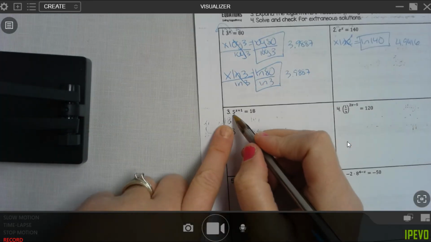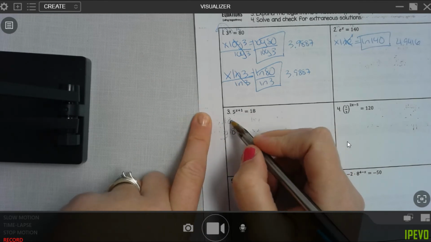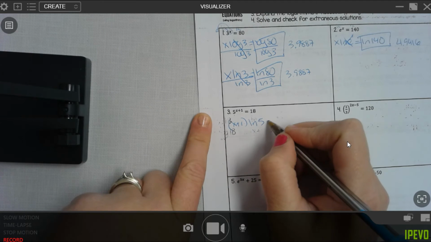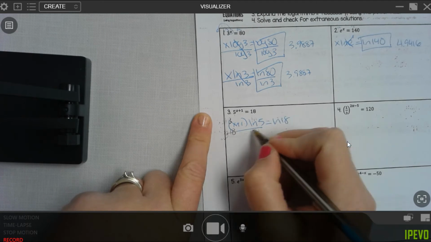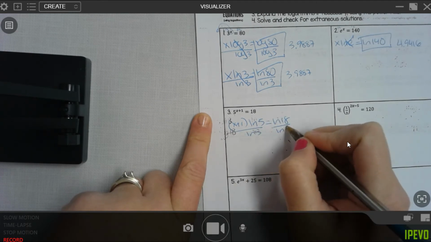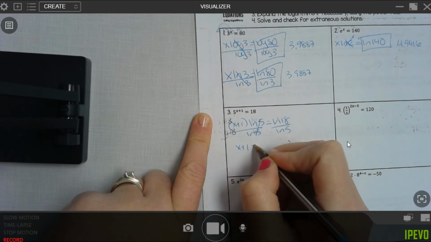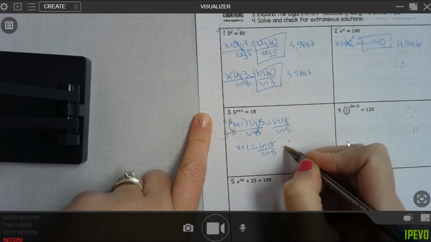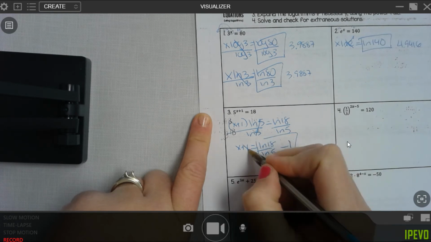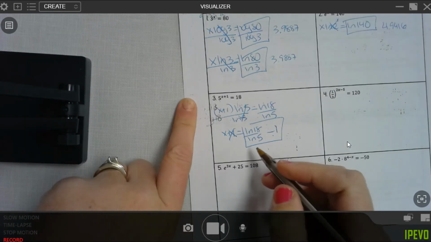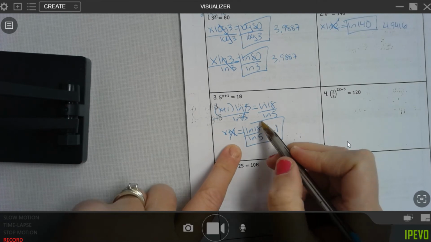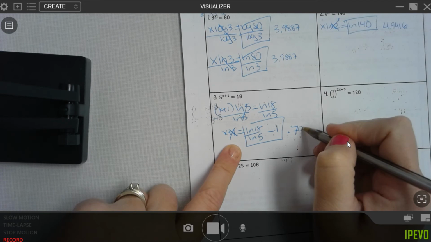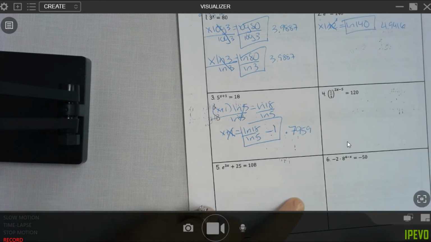Again, the thing that has the exponent's already by itself, so I'm just going to go ahead and natural log both sides. So I have x plus 1 times natural log of 5 equals natural log of 18. Divide both sides by natural log of 5. So I have x plus 1 equals natural log of 18 over natural log of 5. Then I'm just subtracting 1 to get rid of that to the other side. If you type that in your calculator, make sure that you put a parenthesis and you end it. Check, make sure you can get this. You get 0.7959.